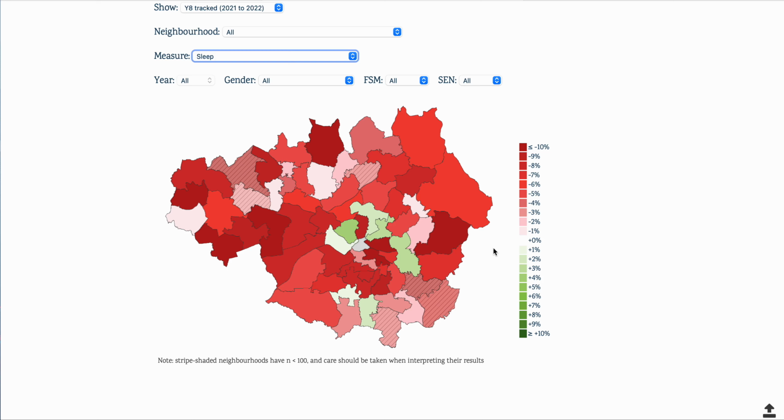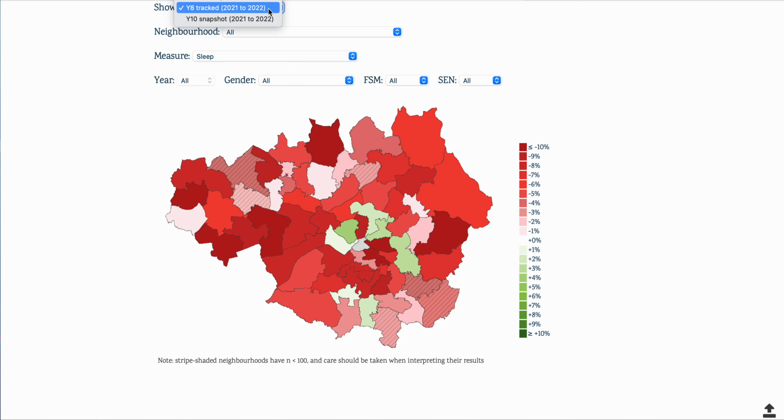Obviously what we would hope for is an improvement over time. So those neighbourhoods that are colour-coded green, it's where the percentage of young people reporting that they're getting enough sleep is improving. Those that are colour-coded red, it's where the proportion of young people reporting getting enough sleep is actually declining. And what you can see for our tracked cohort here is that actually overall the picture for GM shows that as young people have gone from Year 8 to Year 9, generally speaking, they're getting less sleep.